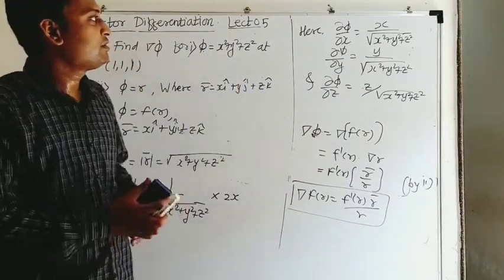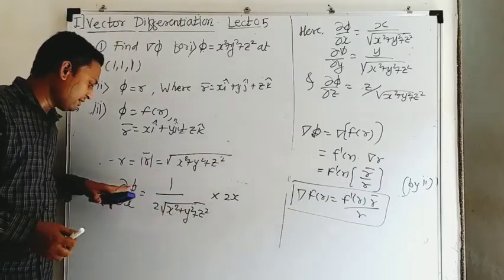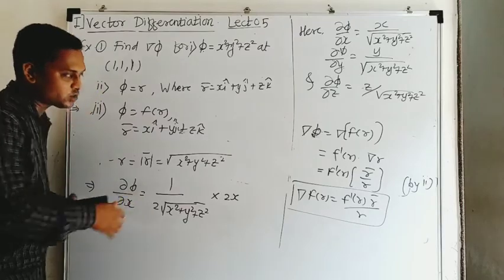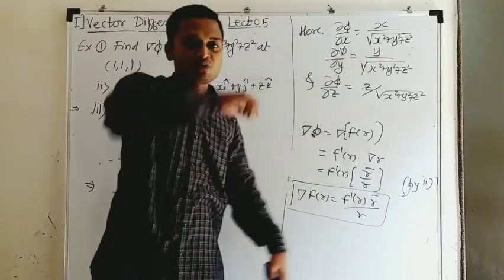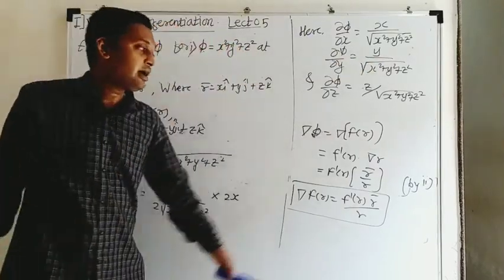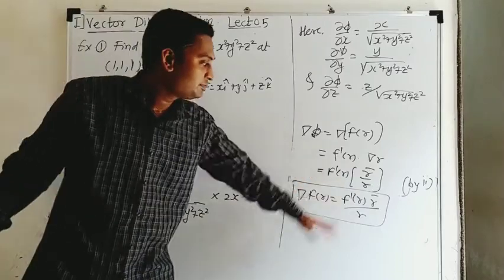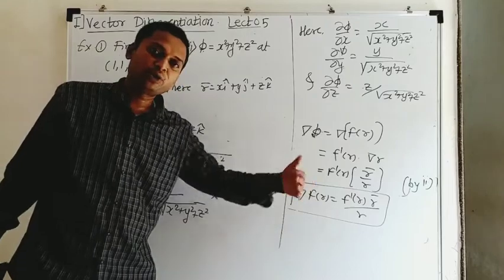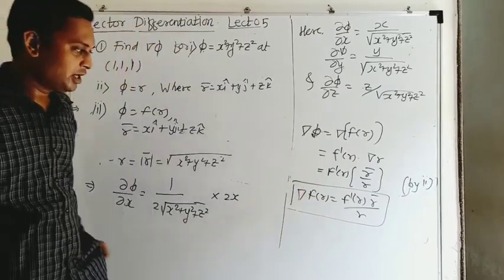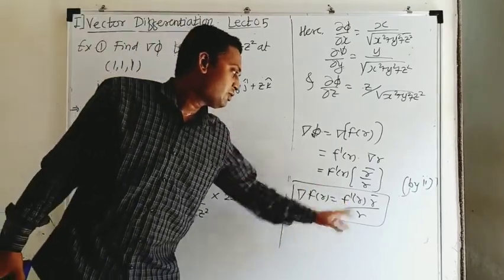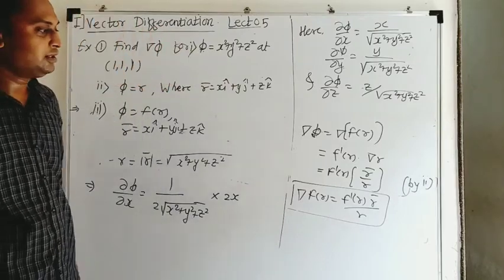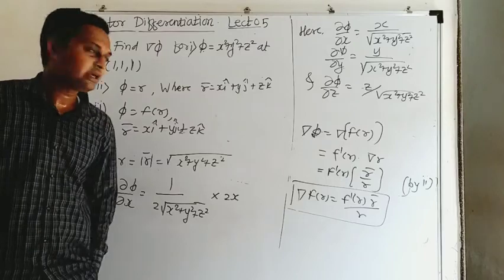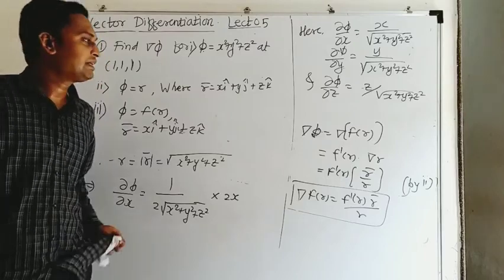You can write this in terms of x, y, z, or you can write it in terms of r bar. So this is how you can calculate the gradient. This rule is very important, del of f of r. We are going to use it in the vector analysis topic again. Del of f of r equal to f dash of r upon r into r bar. So this is it. I will give some examples on gradient for you to practice at home.